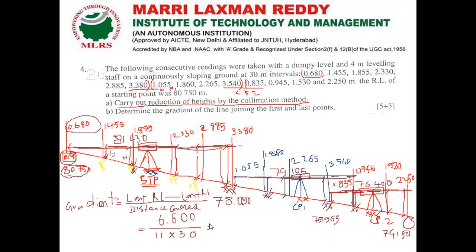So 1 divided by this 0.02 gives 50. So we have to write the gradient in terms of 1 in 50. So this is the answer for our second question.